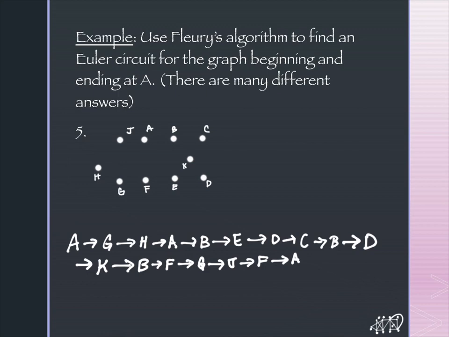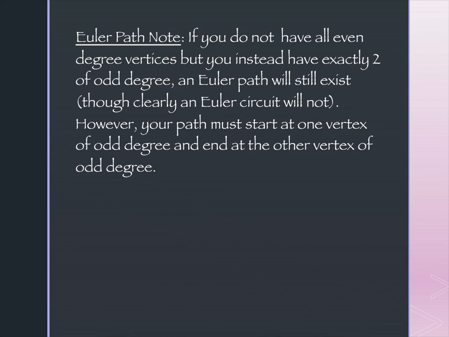Now, there are cases where we can find something else similar to an Euler circuit when we don't have all even degrees, and that happens in the following case. This is about an Euler path. An Euler path is like an Euler circuit. It crosses through all of the edges, but it just doesn't start and end in the same place. So if you do not have all even degree vertices, but you have exactly 2 of odd degree, then an Euler path will still exist, though clearly an Euler circuit will not, because they don't all have even degree.